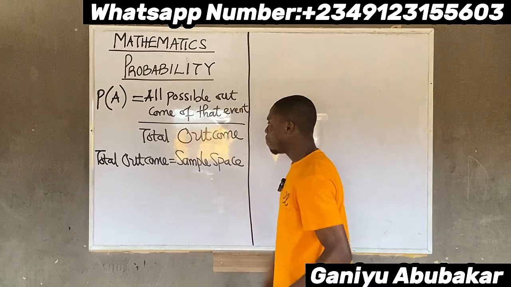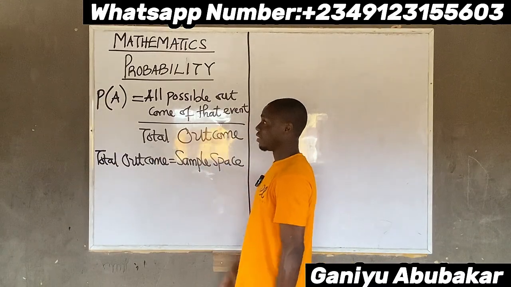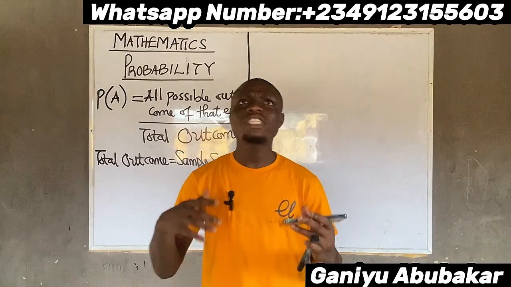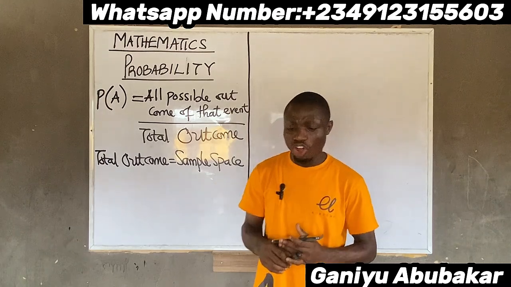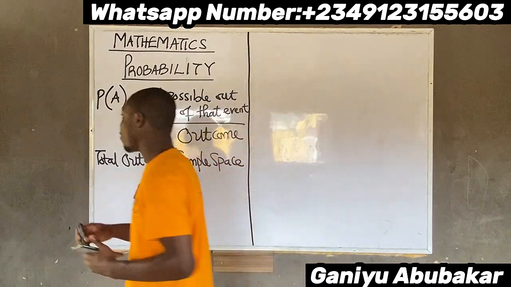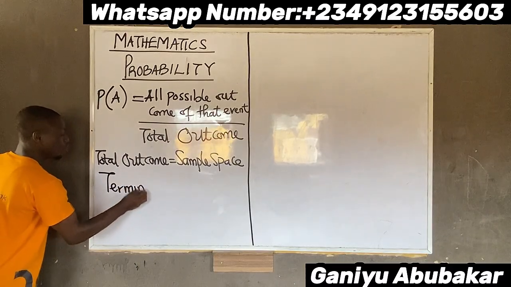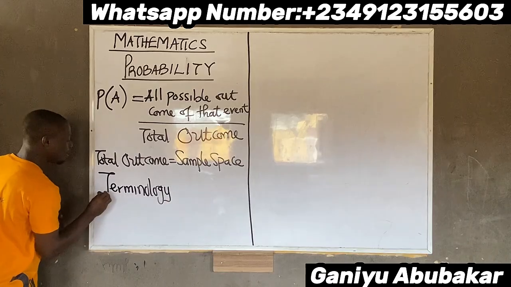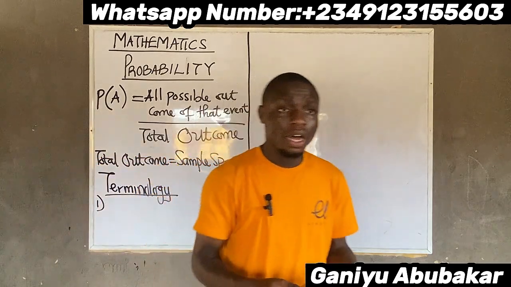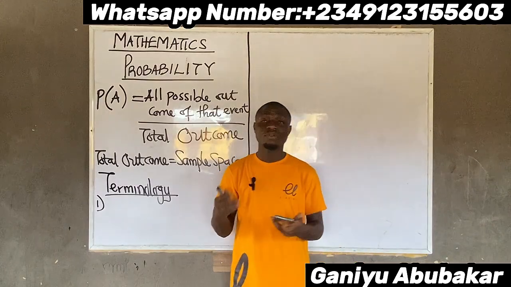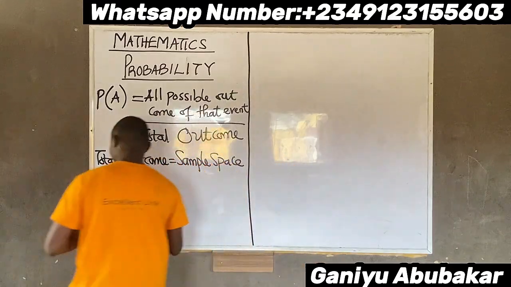So this is what you have here. Total outcome, I can call the sample space, right? So at this junction, having established the formula for probability, let's look at the basic terms involved in the study of probability. Basic terminology involved in the study of probability. These are the words we'll be using in probability, right? Number one, experiment.